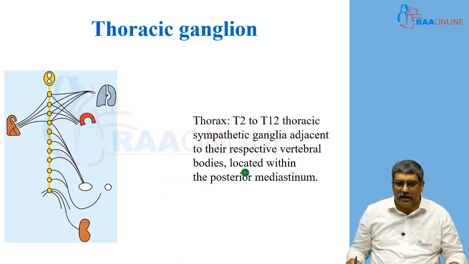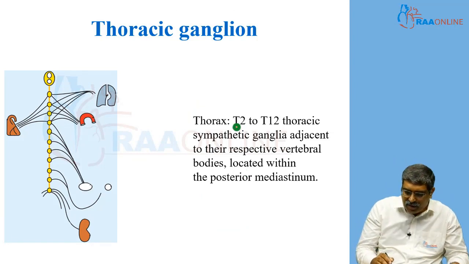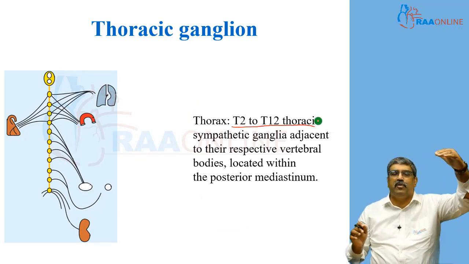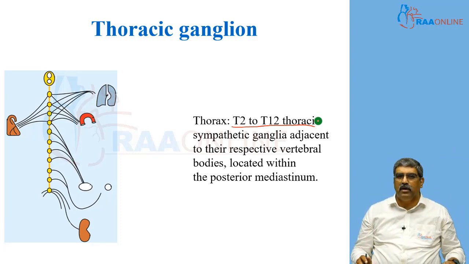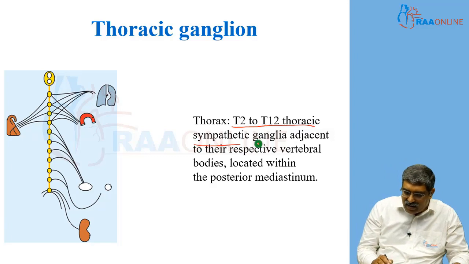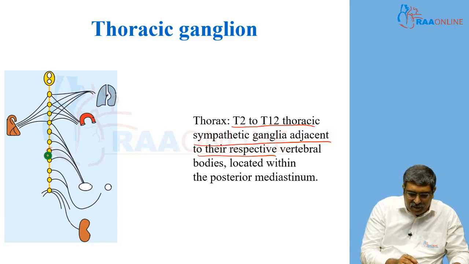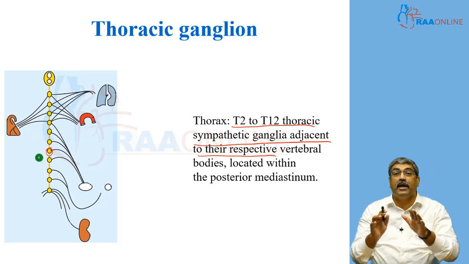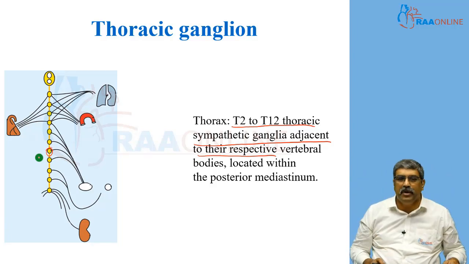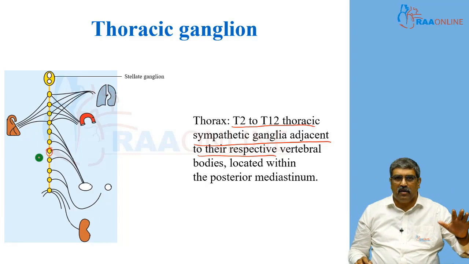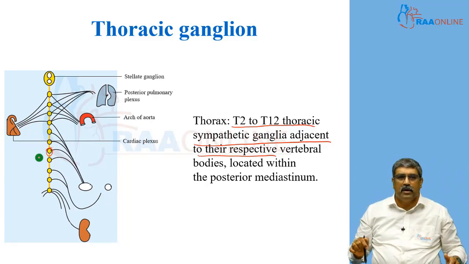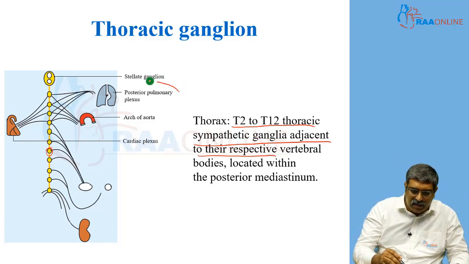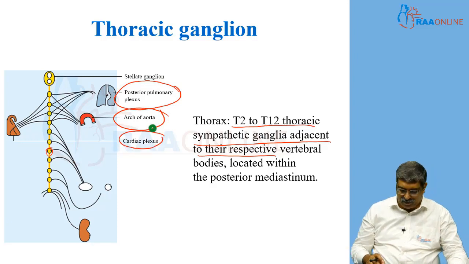Coming to thoracic ganglion, it is arising from T2 to T12 because T1 will be the stellate ganglion, which goes with the inferior cervical ganglion. Here, the ganglion is adjacent to the respective vertebral column and it is located at the posterior part of the mediastinum. Stellate ganglion is the topmost, which is formed by the fusion of C8 and T1. Then the thoracic part supplies the posterior pulmonary plexus, arch of aorta and the cardiac plexus.